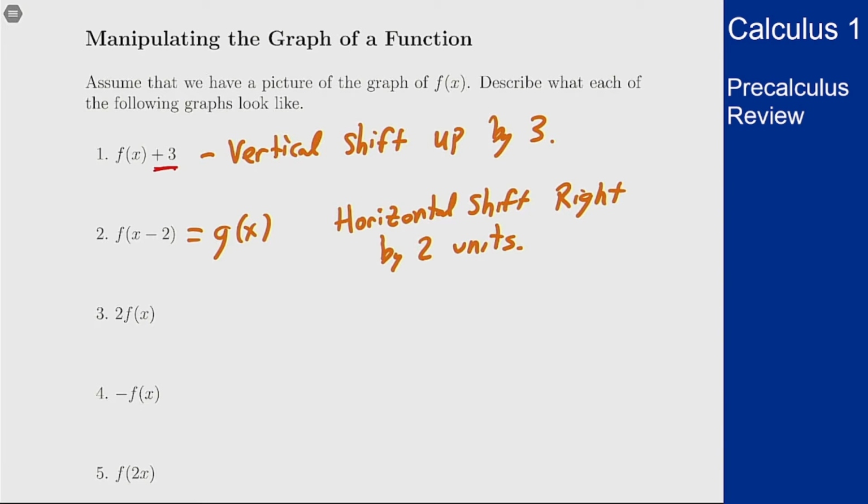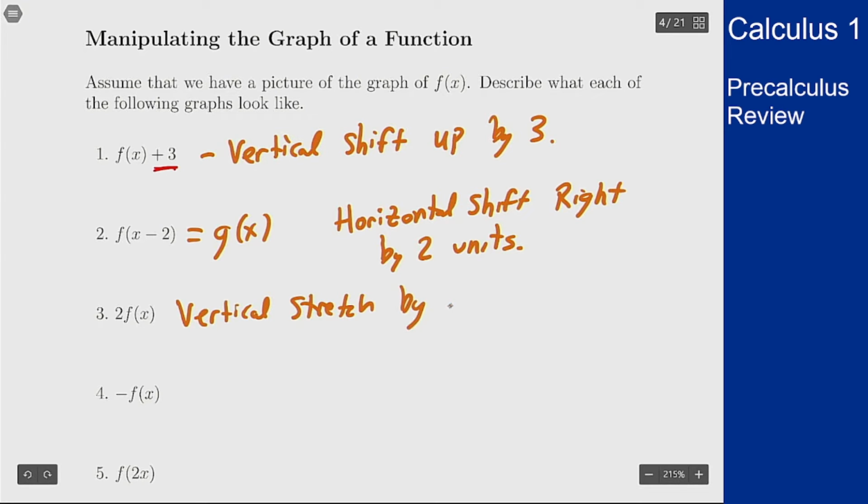Next, for 2 times f of x, this means I want to take the value I would get from f and double it. So I'm effectively stretching this graph vertically. This is a vertical stretch by a factor of 2. For negative f of x, that means take the value and flip it to the other side of the x-axis. This is a reflection of the graph of f over the x-axis.